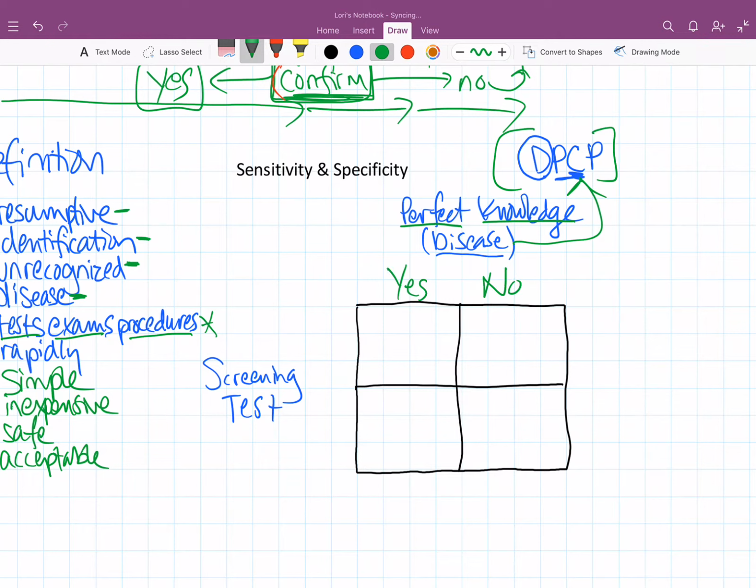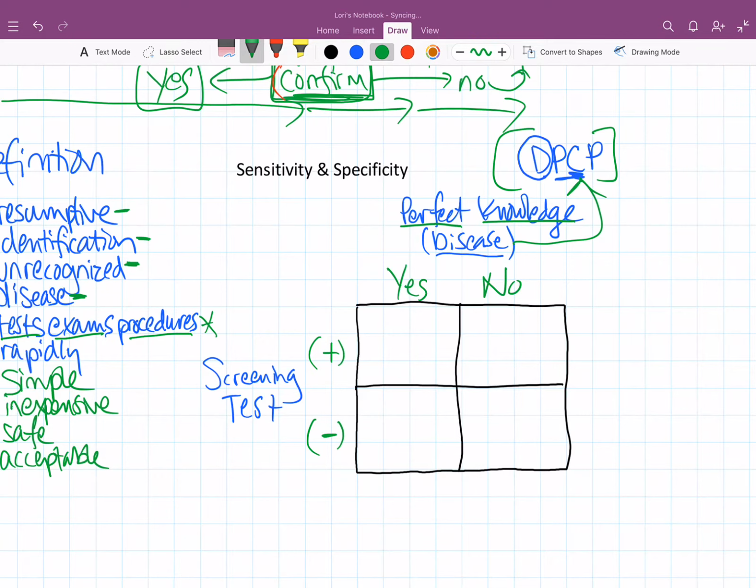And the screening test, here's where the person had a screening test that was positive. Sometimes we put parentheses around it. And here's the person who had a screening test that was negative. And so we have all of these different options.